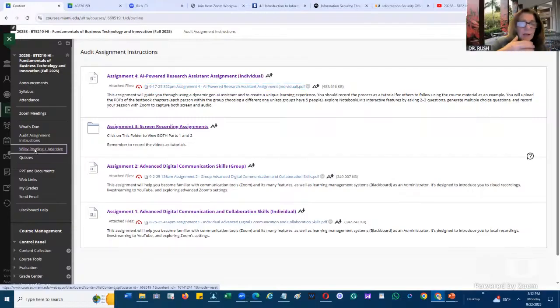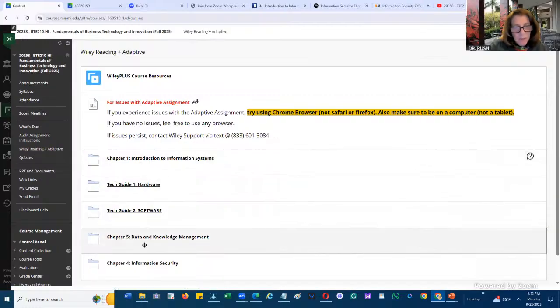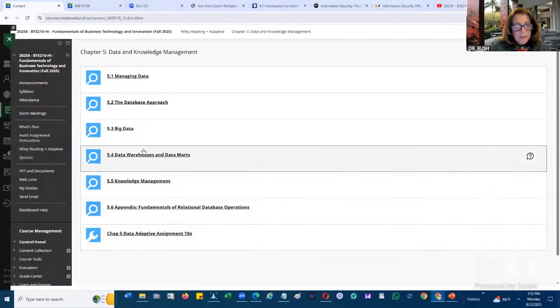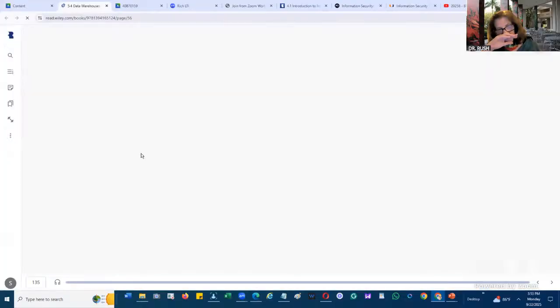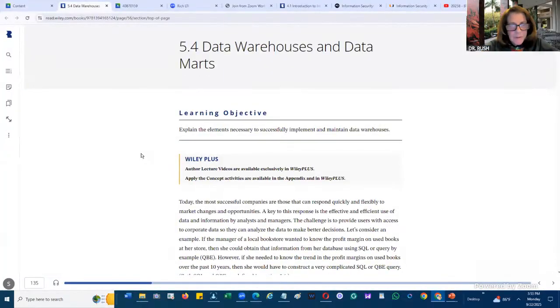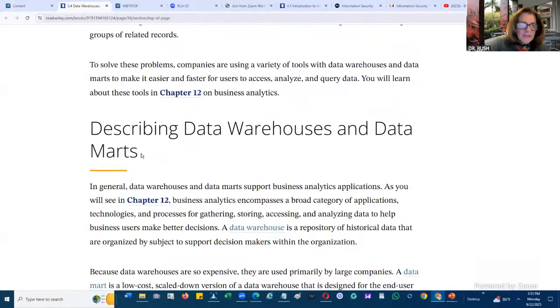So let's go to the Wiley Reading and Adaptive. And last time we talked about data and knowledge management. You remember? And last time we talked about data warehouses and data marts. And we described in general, you remember, a data warehouse as a repository of what kind of data?